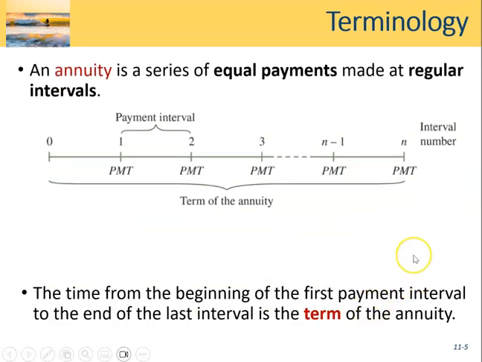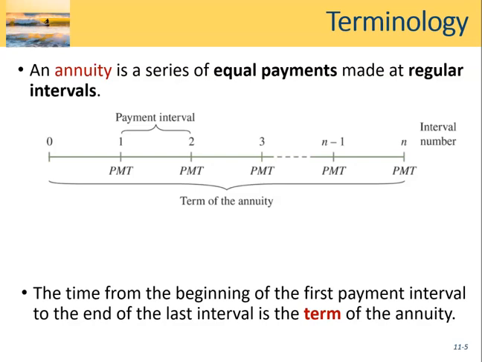Okay, so here's a great visual. They say a picture's worth 1,000 words. Can't get my words straight today, I guess. But as you can see here, at time 0, which is the present value, the present value of this would be 0, and then you make payments towards it. And in the end, you'll have a certain amount. The time from the beginning of the first payment interval to the end of the last interval is the term of the annuity.